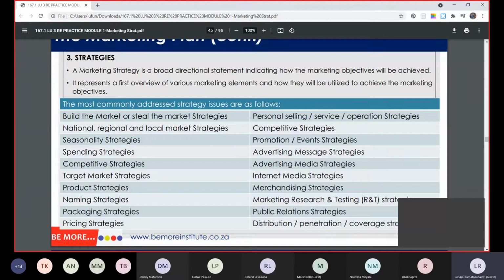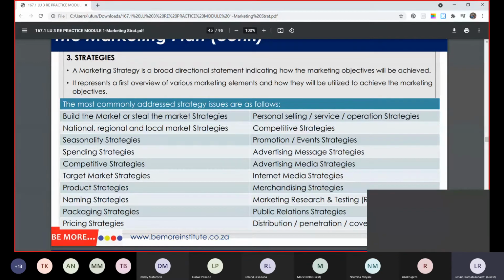So we're looking at the spending pattern. Somebody's going to buy more. Competitive strategies relate to your competitors. Target market strategies mean we are more zoomed into the target market. Product strategies are strategies relating to our particular product. Naming strategies, packaging strategies, how you package your product could be a strategy.